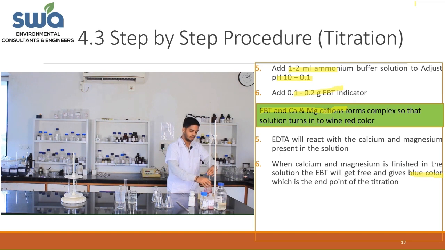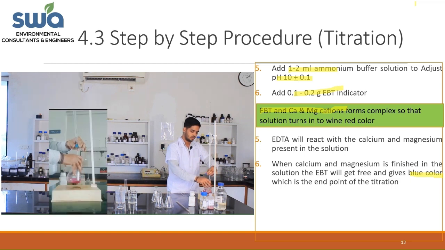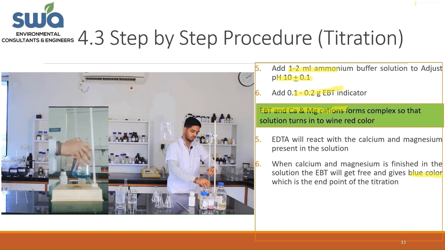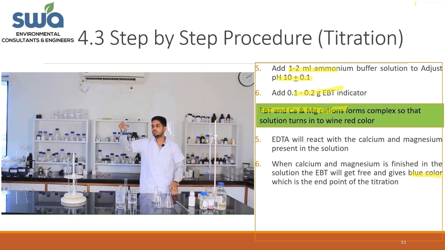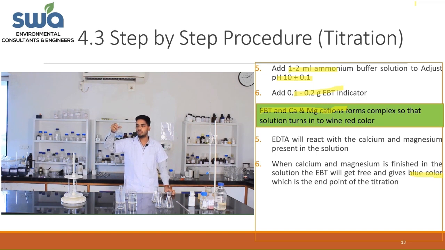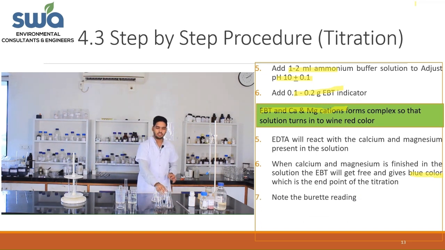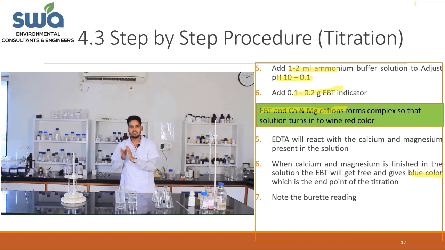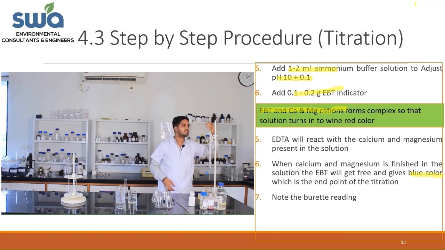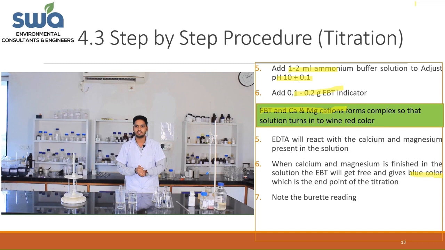Add EDTA drop by drop. So here you can see the color has changed to blue. Okay, so we'll note the reading and then we'll see the analysis of calcium hardness. So here the reading for this titration is 12.7 ml. We'll note the reading, and next we will see the calcium hardness analysis process.